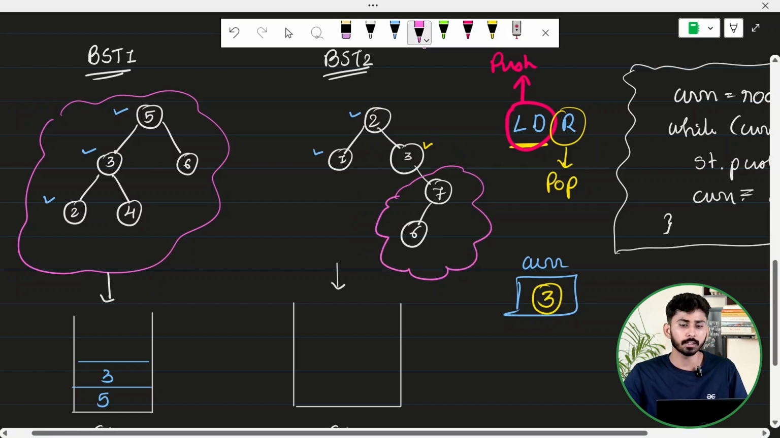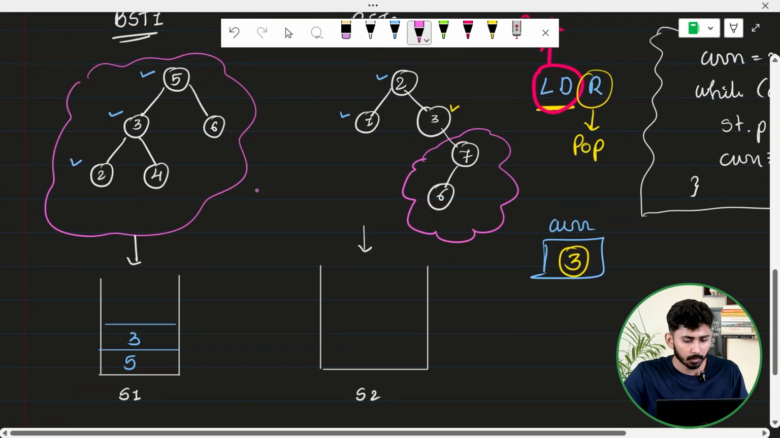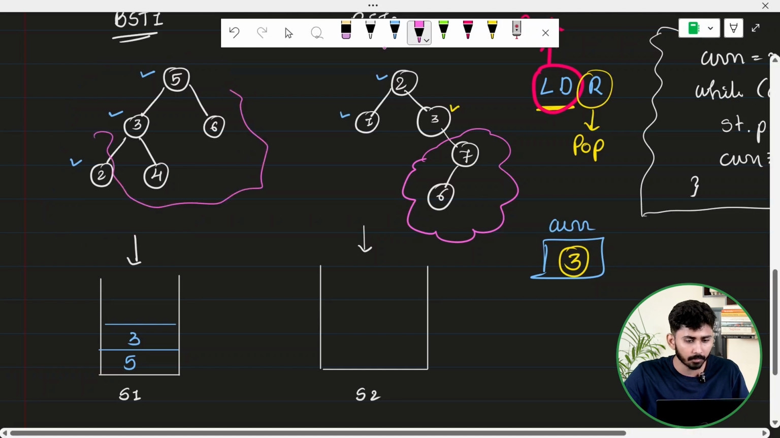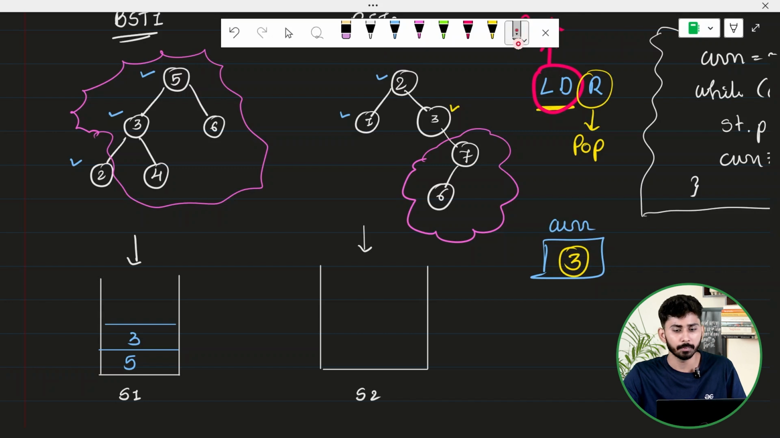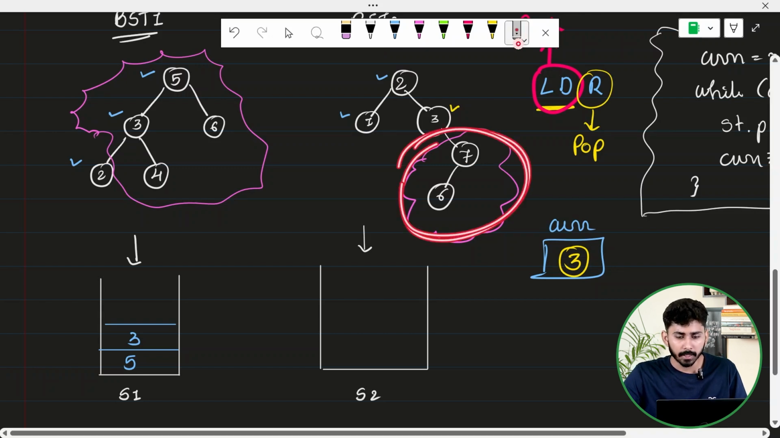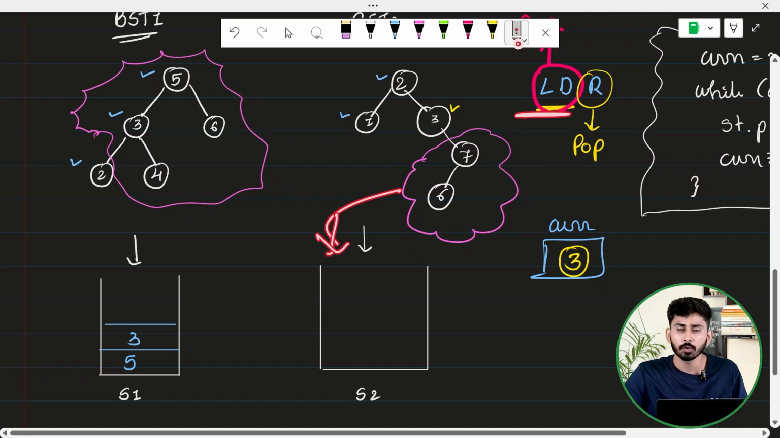Now what is remaining for this entire BST2? Only this much. And over here you can see how many elements are remaining. You have just removed one element from this BST. Again, this many elements are remaining for BST1, and over here this many elements. So for this right subtree, I'll do the same process, L and D. I will insert it inside my so-called stack data structure.